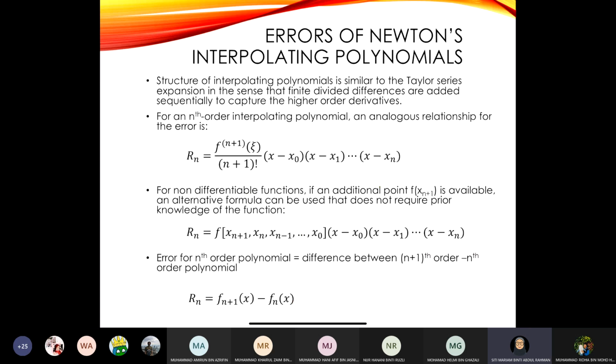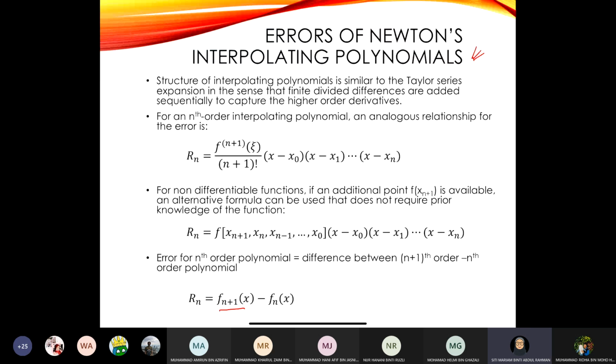So, and then kalau kita guna any method, we have to know how to calculate the amount of error. So error in Newton interpolating polynomial is that we have to look at the function at n plus 1. So the error of nth order polynomial is a difference between n plus 1 order and also n order polynomial.